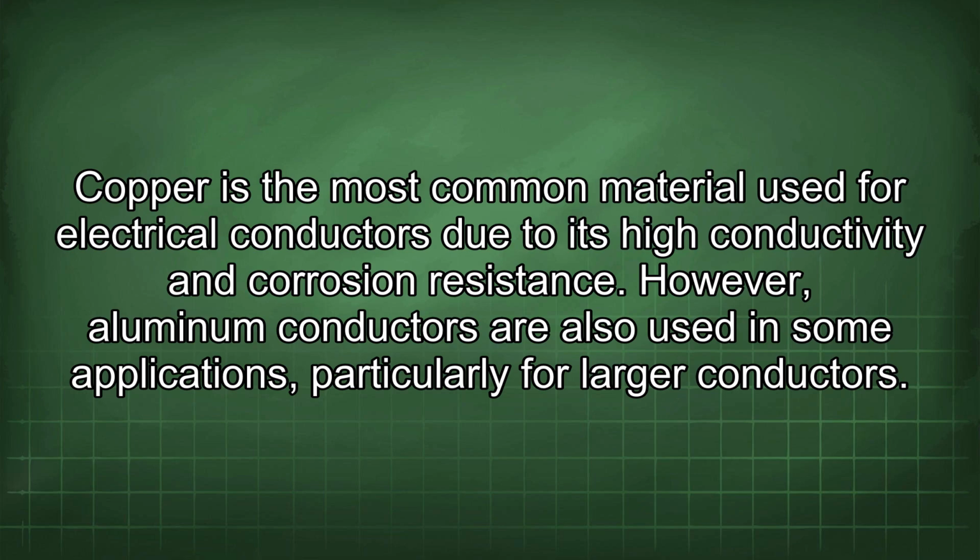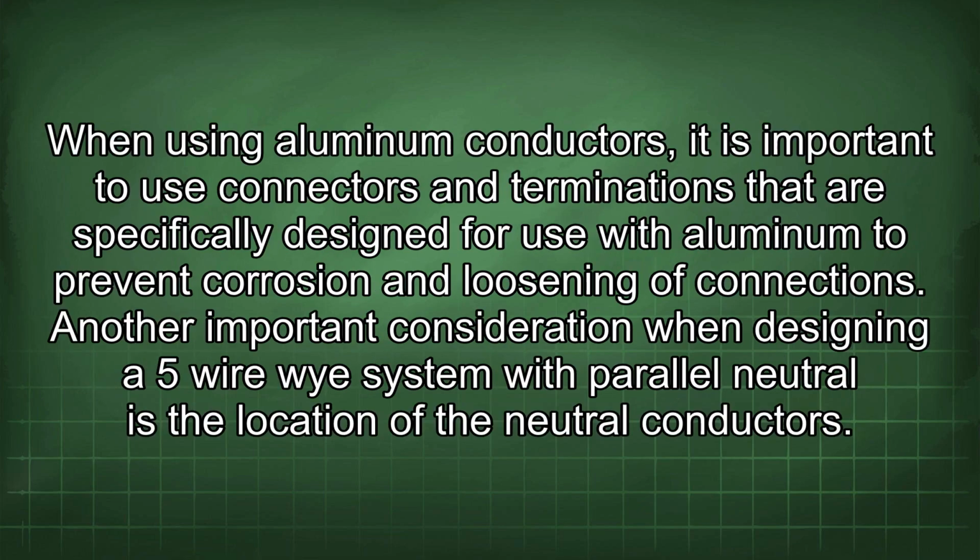Copper is the most common material used for electrical conductors due to its high conductivity and corrosion resistance. However, aluminum conductors are also used in some applications, particularly for larger conductors. When using aluminum conductors, it is important to use connectors and terminations that are specifically designed for use with aluminum to prevent corrosion and loosening of connections.